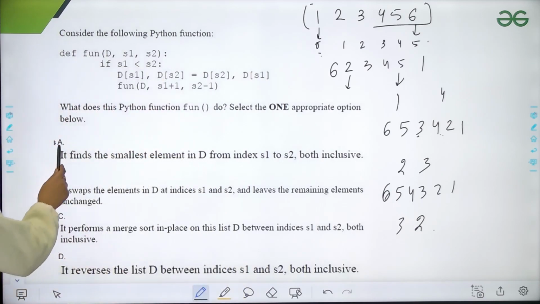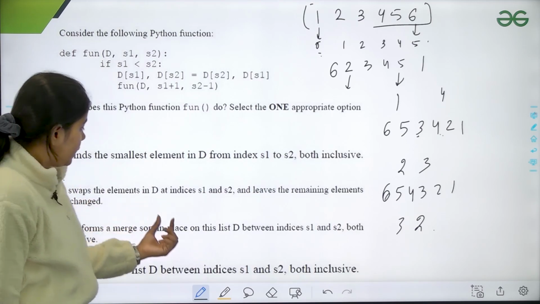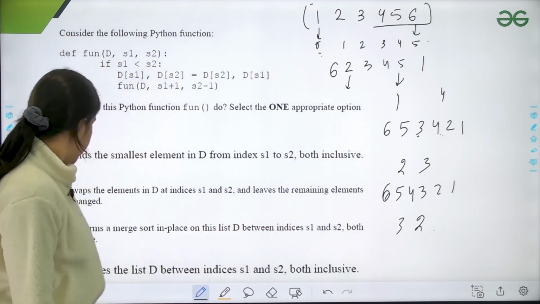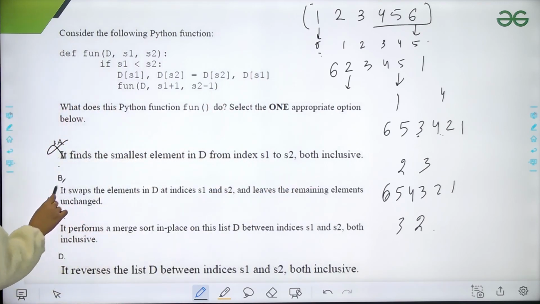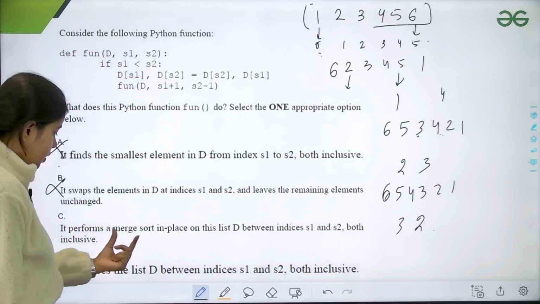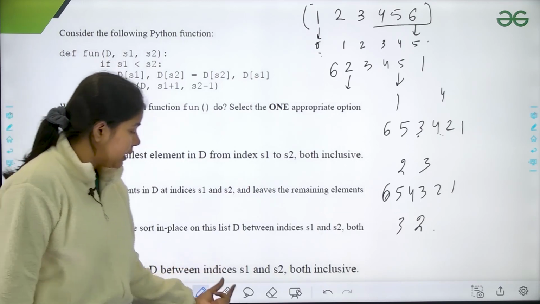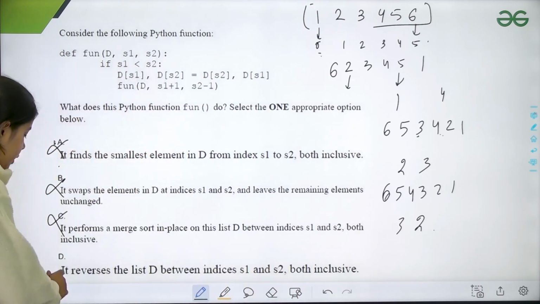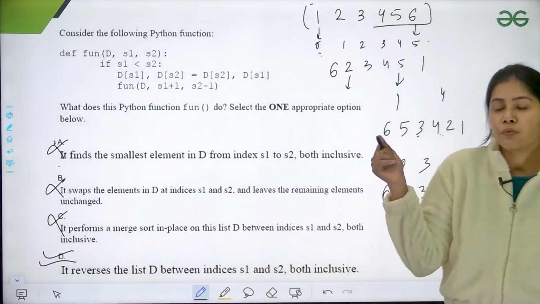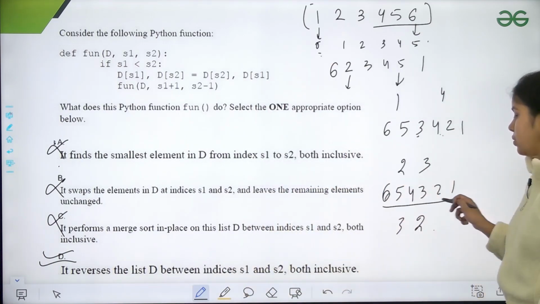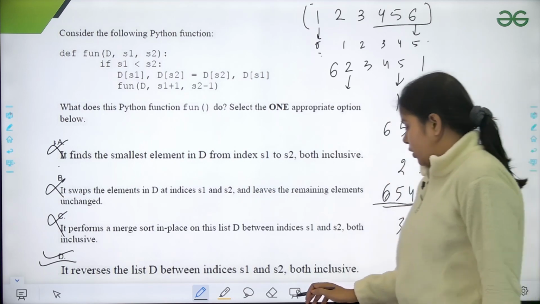Let's see the options. It finds the smallest element? No. It swaps the element in D at indices S1 and S2 and leaves the remaining elements unchanged? No, it is swapping all the elements. It performs a merge sort? No, it is not sorting. It reverses the list D between indices S1 and S2, both inclusive. So yes, it reverses the list. At the start I have 1, 2, 3, 4, 5, 6 and at the end I reach 6, 5, 4, 3, 2, 1. Okay, so that's how this function works.